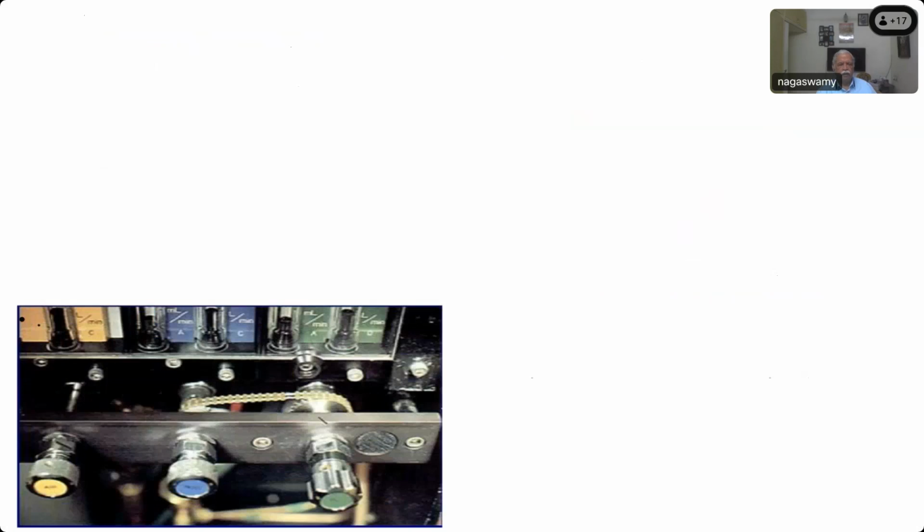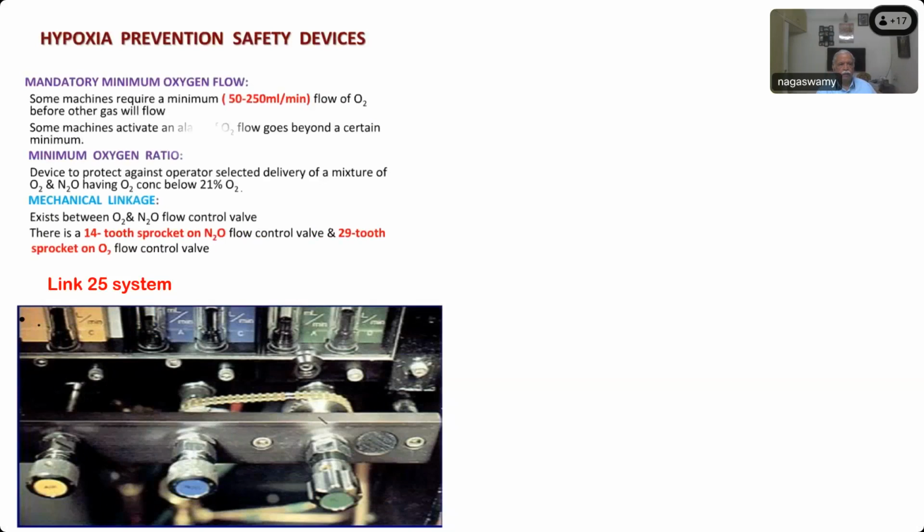What is shown here? Proportioning device. It's called the Link-25 system. Whenever you answer, you must say this particular name only. It is called the Link-25 system because it is linked to deliver 25% of oxygen minimum with nitrous oxide. So they are all called hypoxia prevention safety devices.